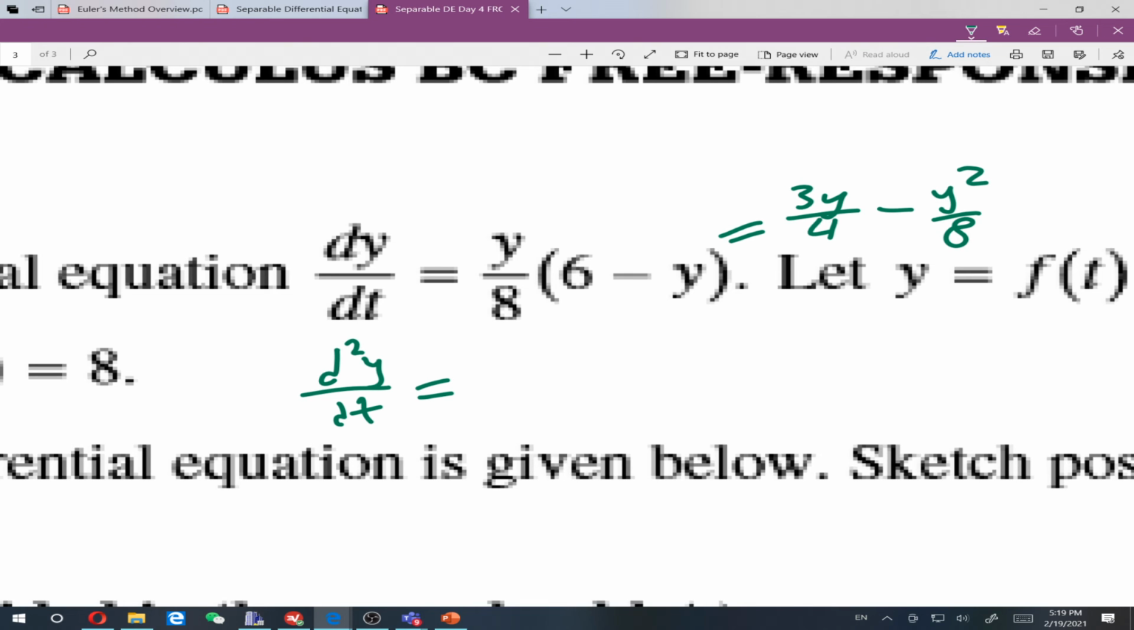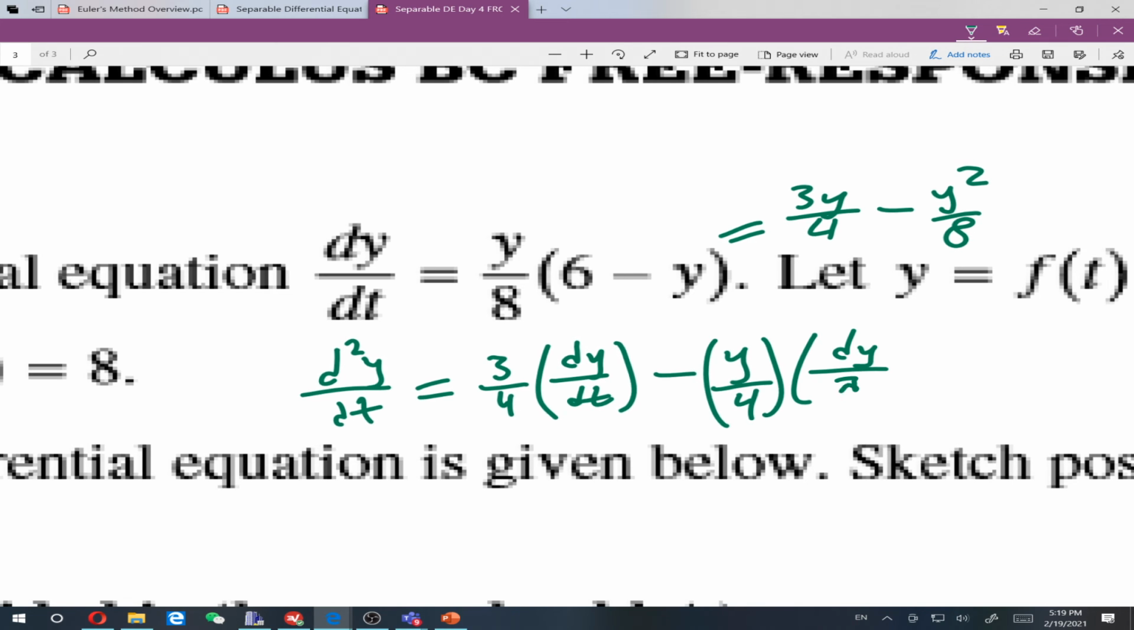Okay, if I differentiate, what's going to happen? 3 over 4. Chain rule? Right, dy over dt. Okay, minus y over 4 times dy over dt. Perfect. So right now, our y is 8 and our dy over dt is negative 2.